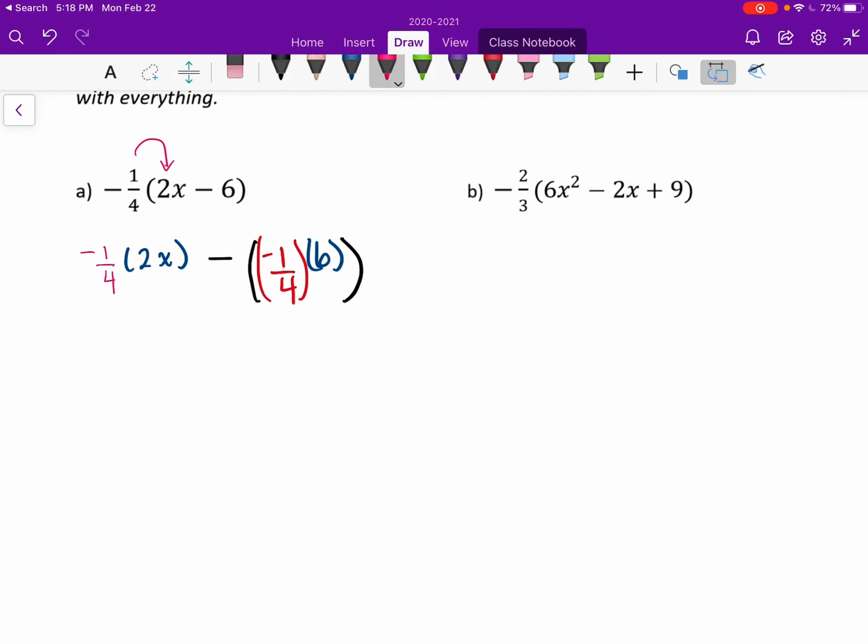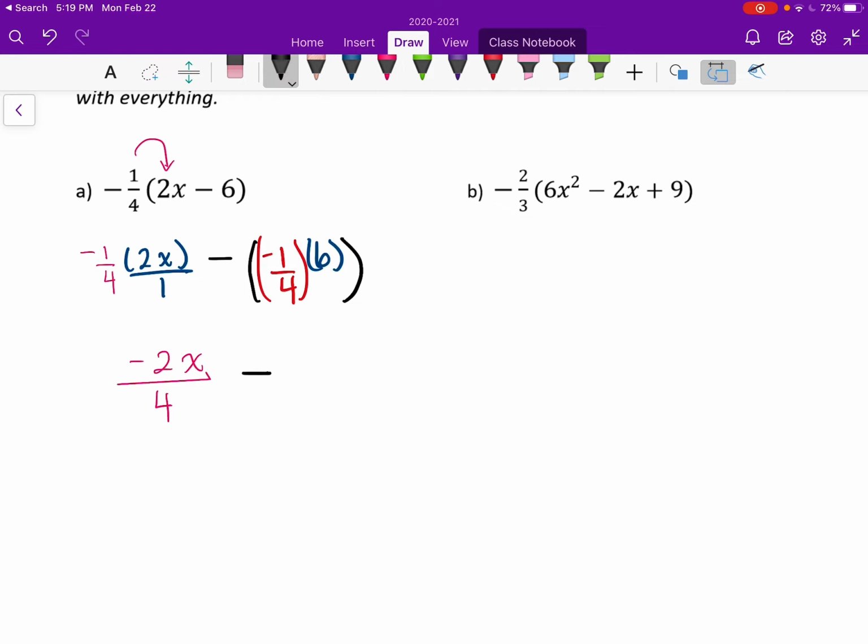Right? So you have negative 1. If you want to write this, you can just write the 2x over 1 as well. So you have negative 1 over 4 times positive 2x over 1. So you're just going to multiply the numerators. Negative 1 times 2 is just negative 2. 4 times 1 is 4. And then you're going to leave the x there.